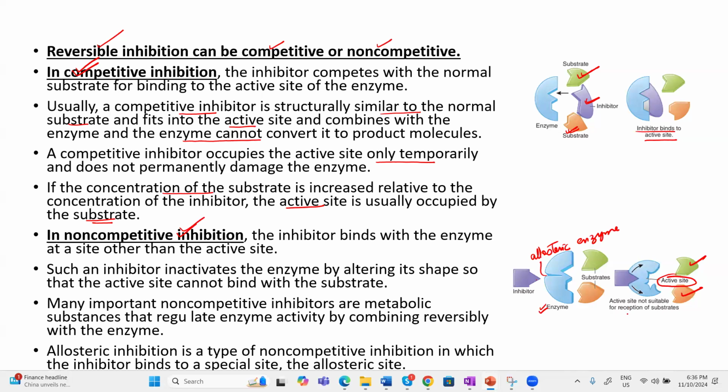This means in non-competitive inhibition, the inhibitor is not binding to the active site. It is binding to a site other than the active site. Is it clear? So this is non-competitive inhibition. I think the two types of inhibition are clear. Competitive, where the inhibitor binds to the active site before the substrate can bind. And in non-competitive, the inhibitor binds to the allosteric site and changes the shape of the active site.